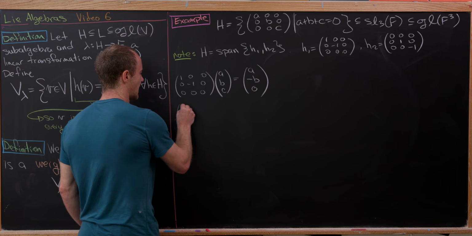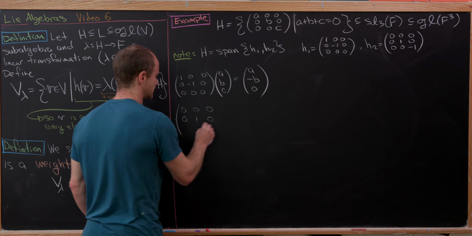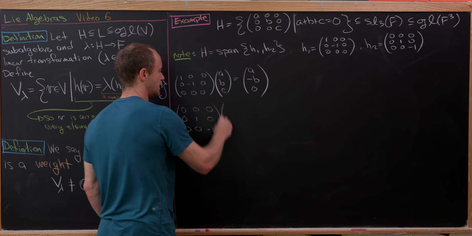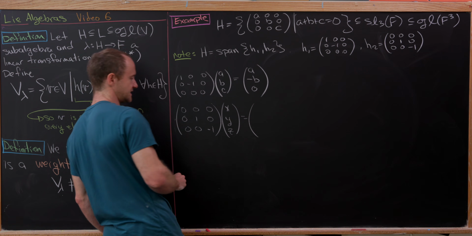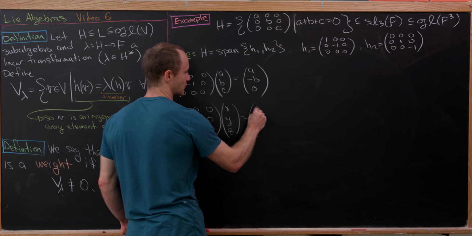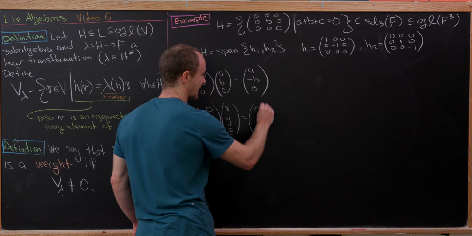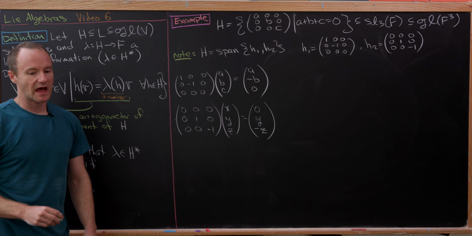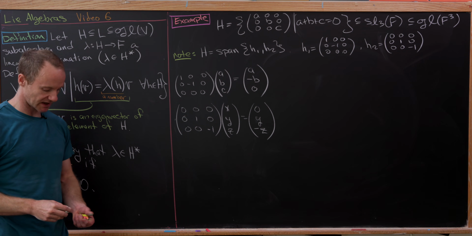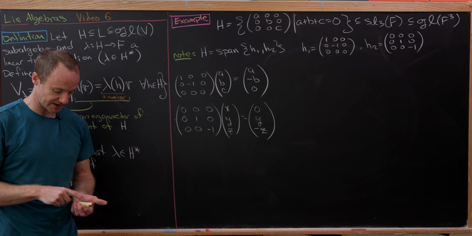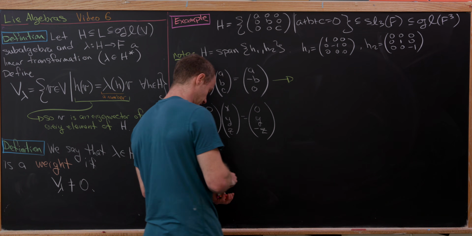And then here we'll have H2, which is 0, 0, 0, 1, 0, 0, 0, minus 1. And here I'll use x, y, and z for my numbers. So let's see, by matrix vector multiplication here, we'll have 0, y, and then negative z. And then from this, we can get an idea of what the eigenvectors and eigenvalues are for each of these. And so let's spell it out for this one.